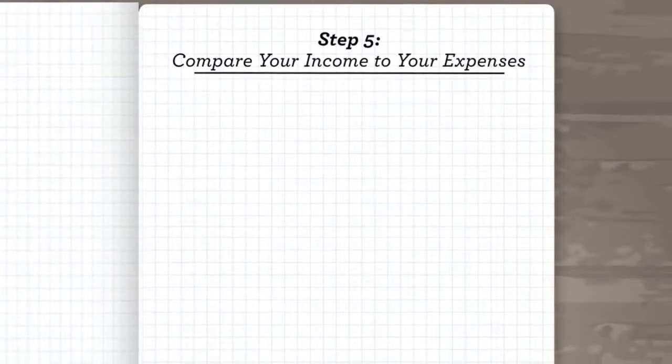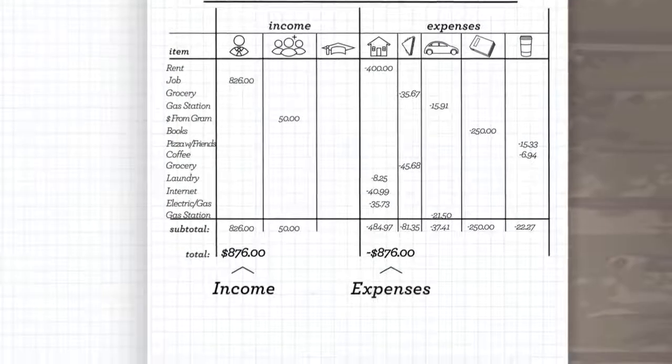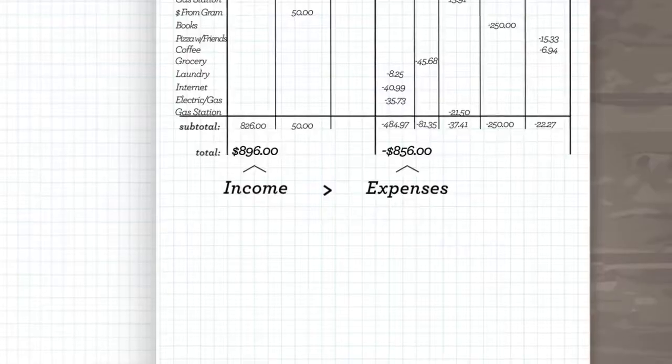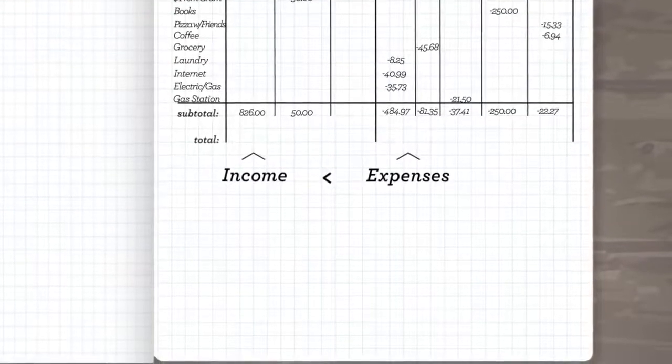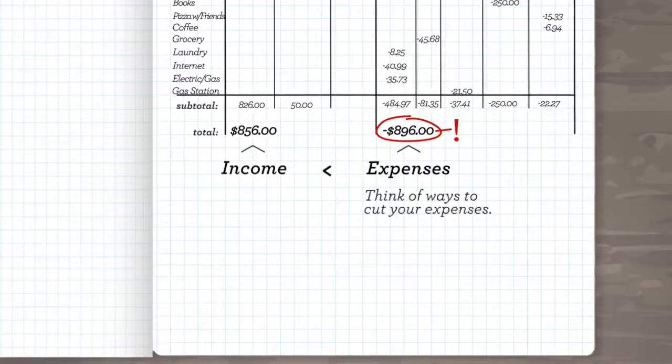Step 5. Compare your income to your expenses. You may have learned that you should balance your budget, which means your income and expenses should be equal. In reality, you should strive to have more income than expenses. Obviously, having more expenses than income is an unsustainable lifestyle. Think of ways to cut your expenses.